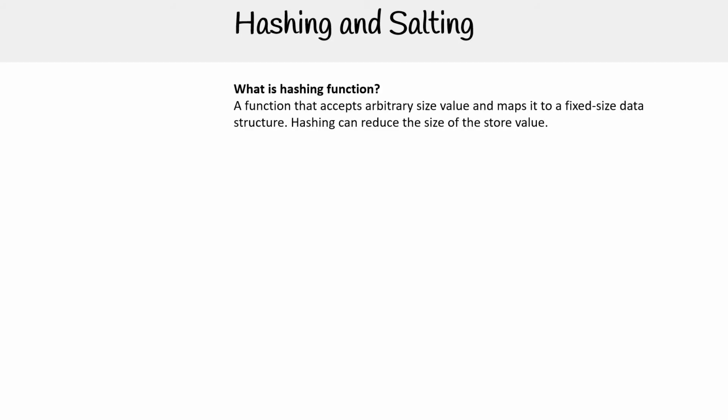So hashing is a function that accepts an arbitrary size of values and maps it to a fixed size data structure, and hashing can reduce the size of the stored value. Now, that is a benefit of hashing, but that's not necessarily why we're using hashing.